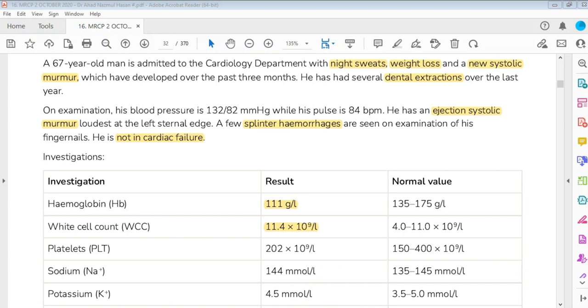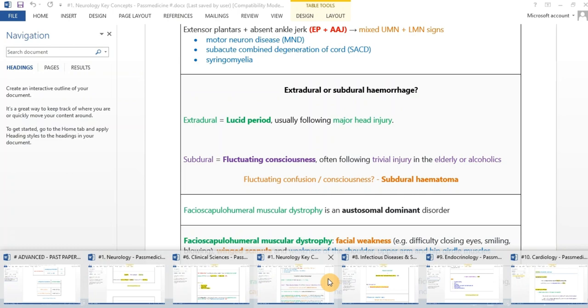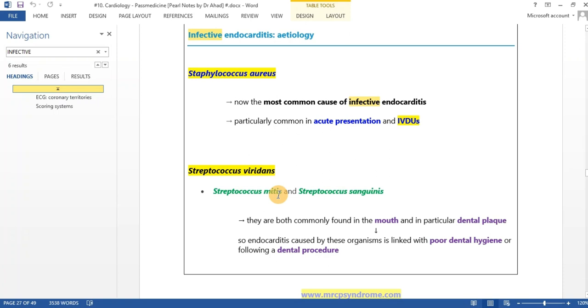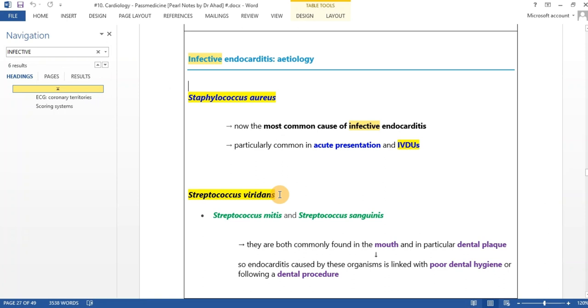If the heart valve replacement. Yes, go on. If the replacement of the valve is within 1 month. No, not within 1 month, within 2 months following the surgery. So from the time of valve surgery up to 2 months, the most common organism is Staphylococcus epidermidis. Other than this 2 month period, Staphylococcus aureus is the most common organism.